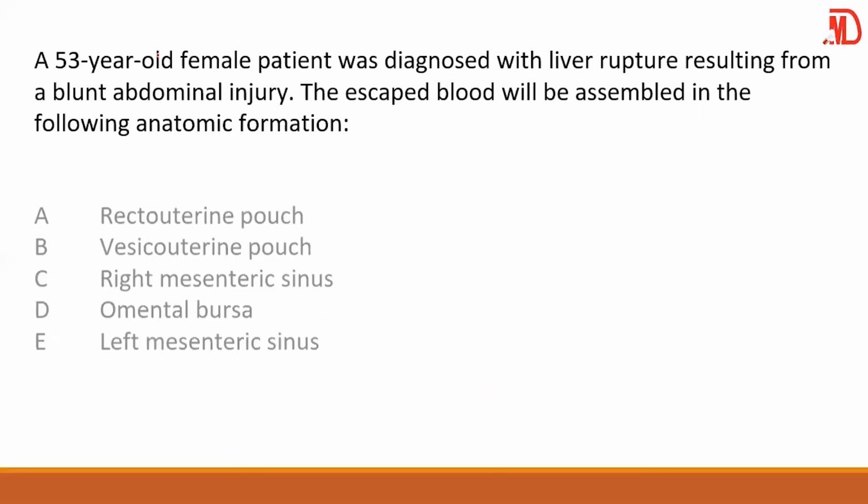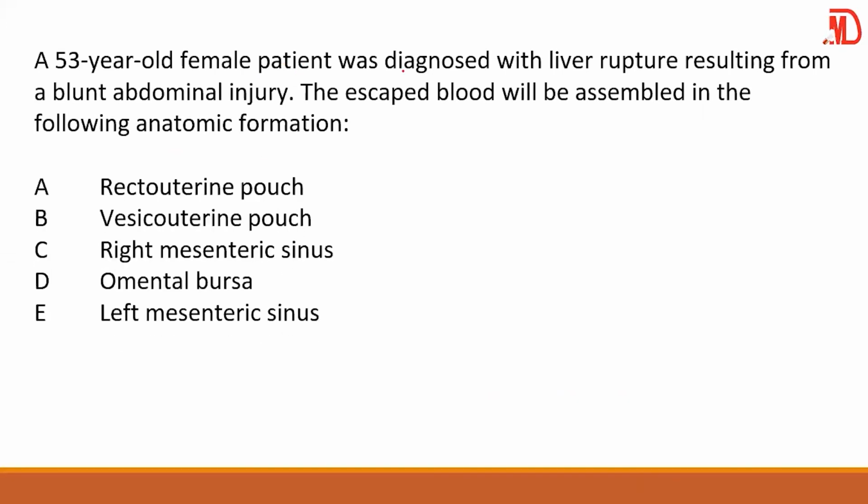A 53-year-old male patient was diagnosed with a liver rupture. Guys, look at it. A liver rupture resulting from a blunt abdominal injury. The escaped blood will be assembled in the following anatomic location. Guys, we've done this. But over here, they are referring to a woman, not a man.